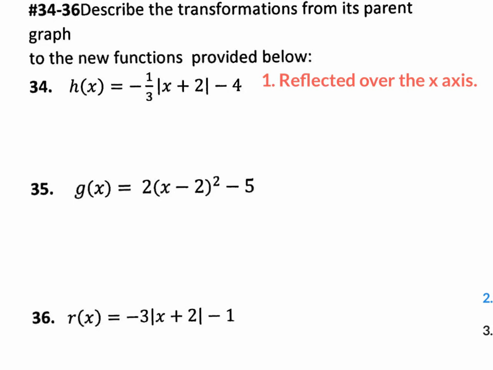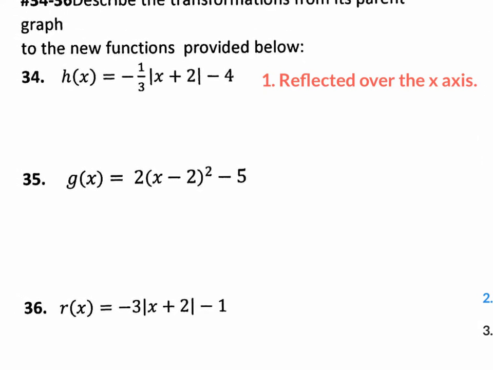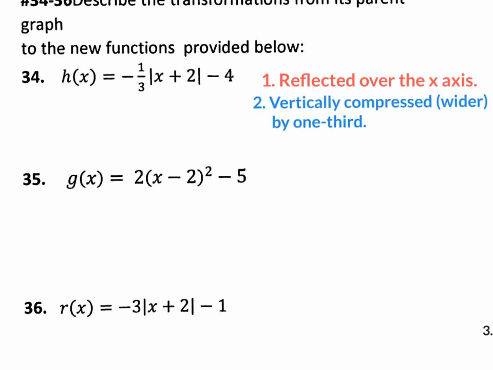Now, after you say if there's a reflection or not, you got to look at this value. Is this value closer to 0 or is it further away from 0 than 1? It's closer to 0, which means that it's going to get smashed. It's going to get compressed. It's going to get wider, right? So our second description of the transformation would be it gets vertically compressed by 1/3. It gets wider, okay? Now they're not going to write the word wider on the midterm, but it is vertically compressed by 1/3. I'm just letting you know that vertically compressed means that it gets wider.